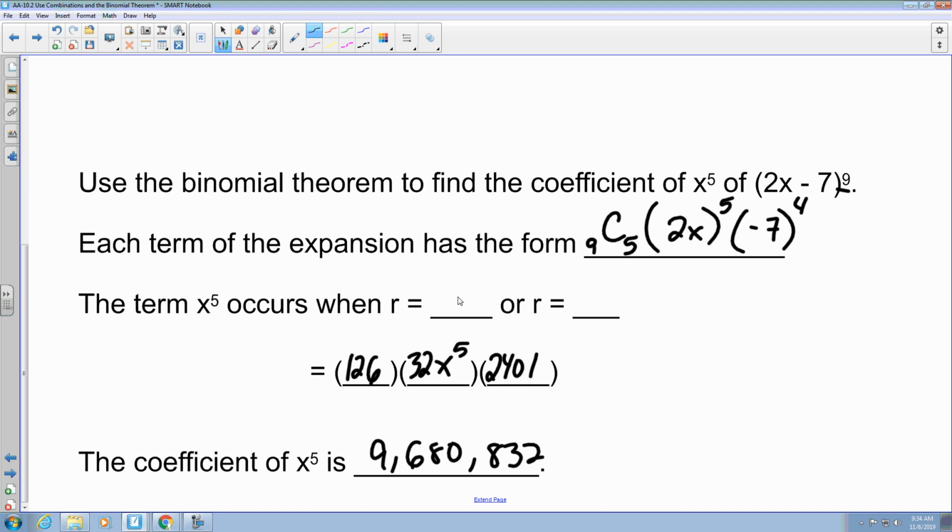And that is being able to use combinations and the binomial theorem.